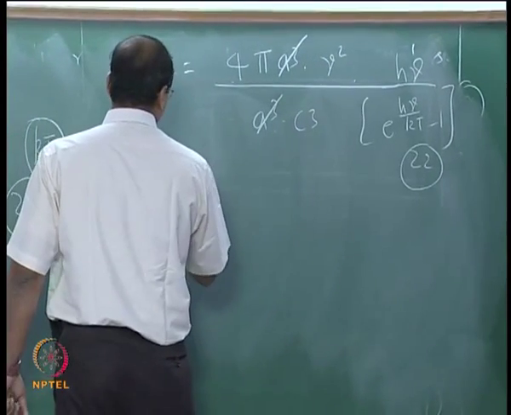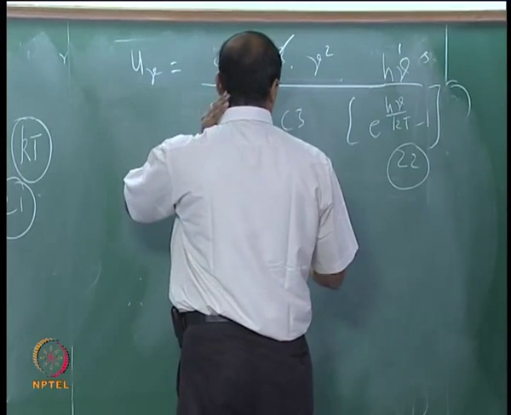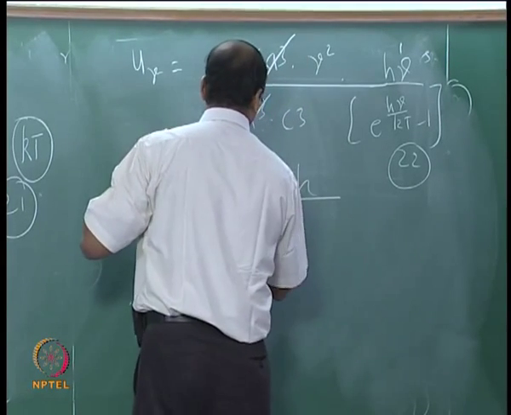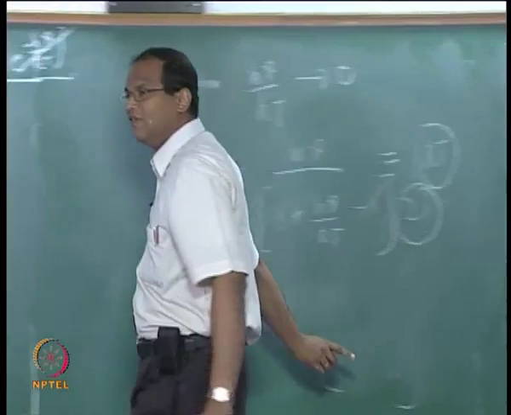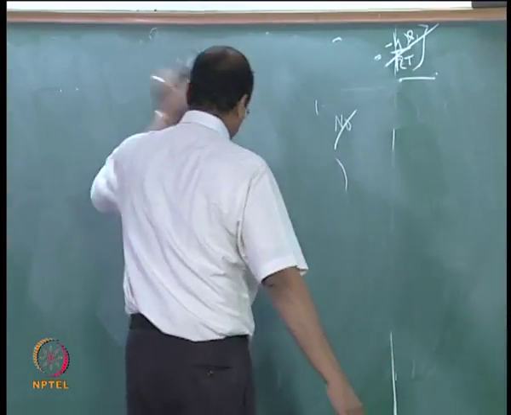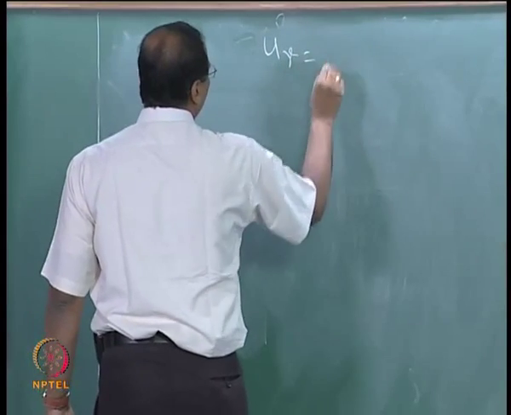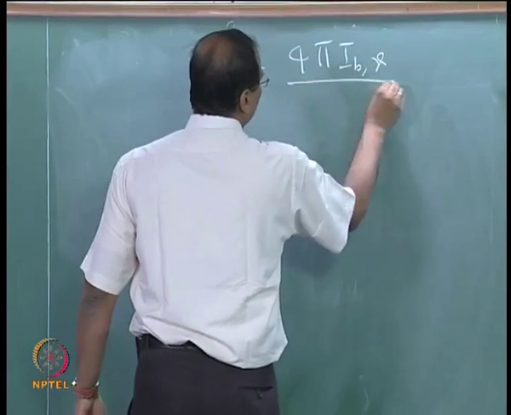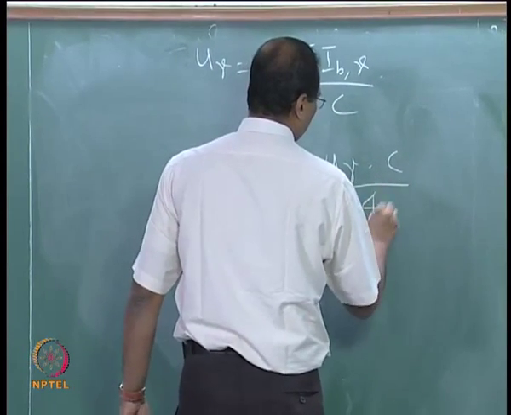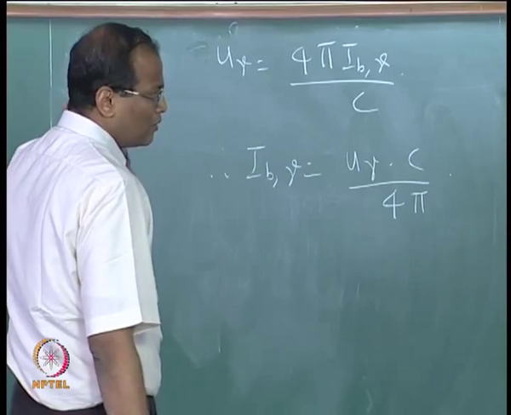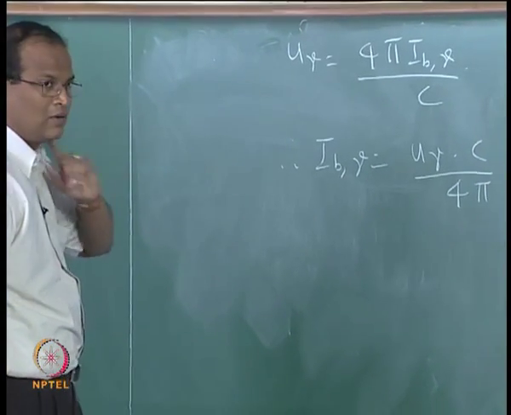So u nu is given by 4 pi nu cube h. It's all slippery. Please let me know if I am making some mistake. Now, u nu. Is that correct? What? So therefore I_b nu.